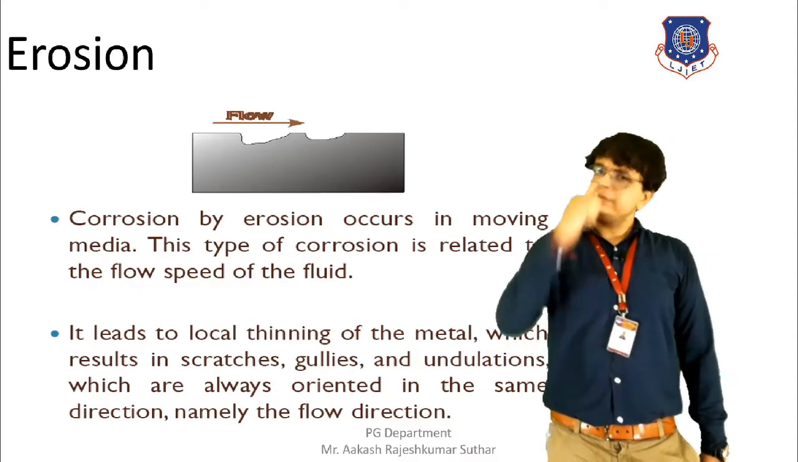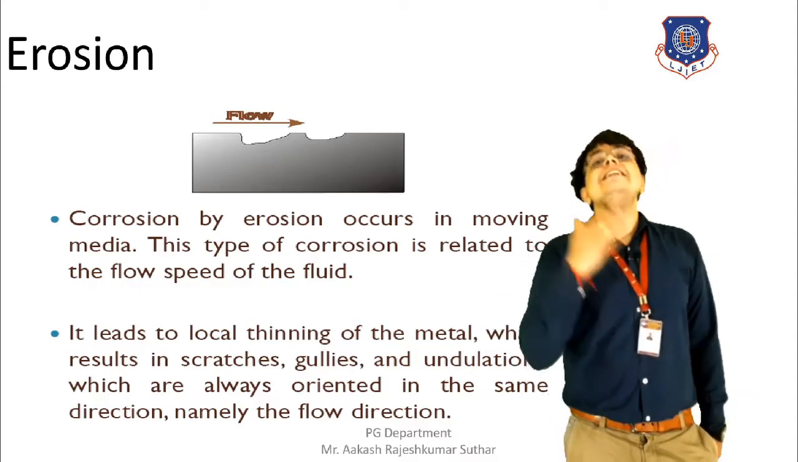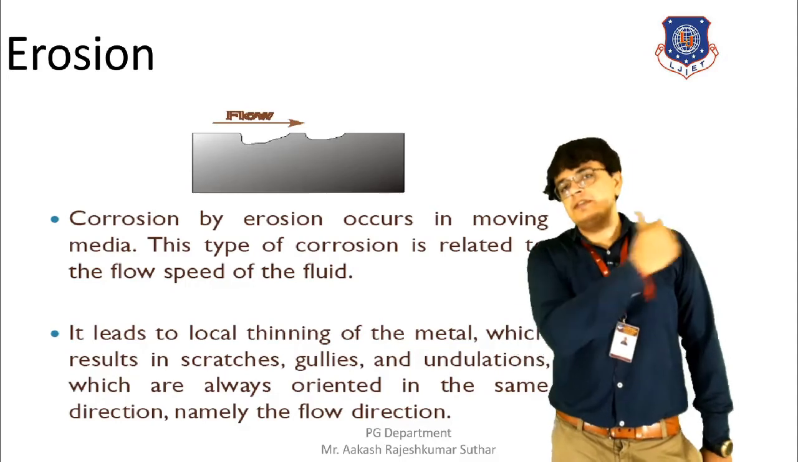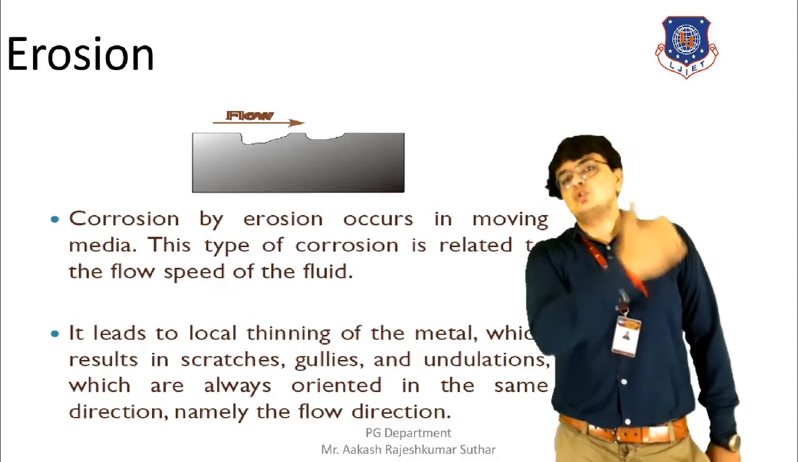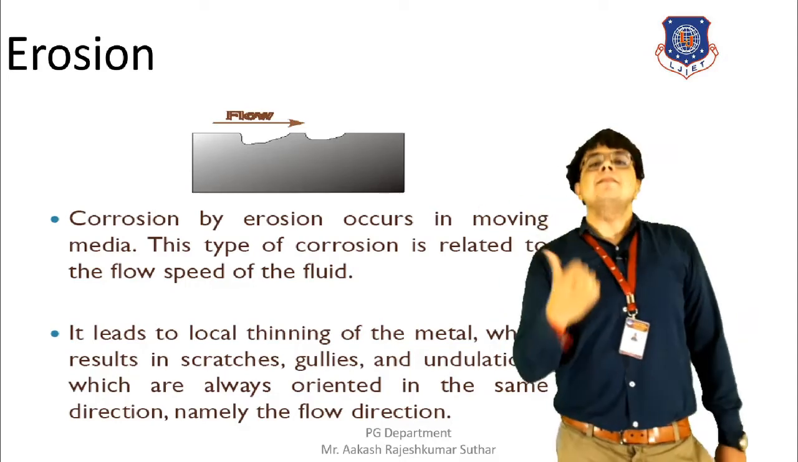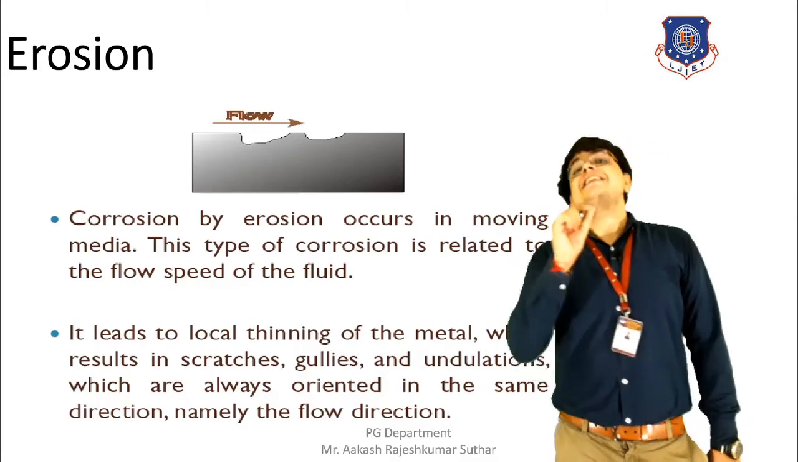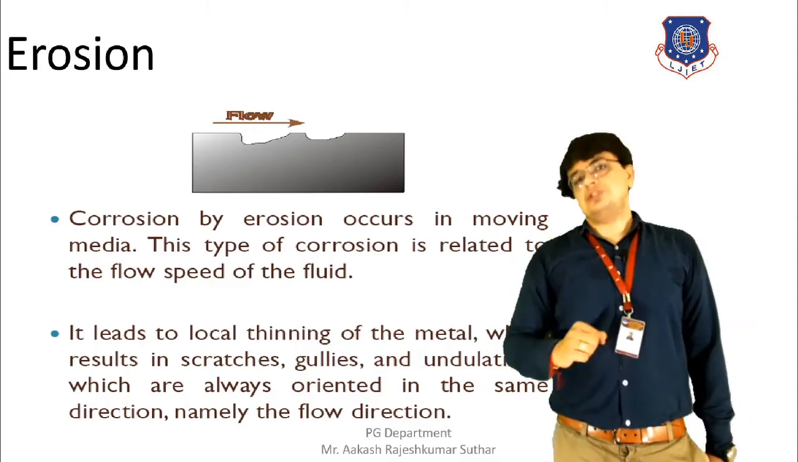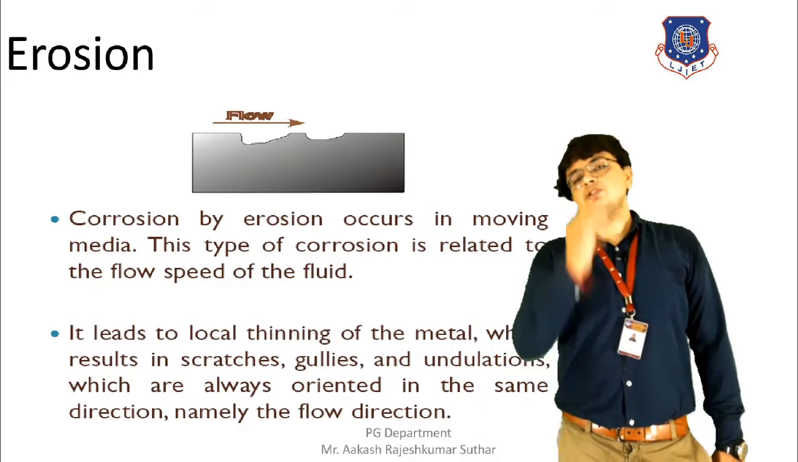The intensity of the erosion can be reduced by reducing the velocity of the material that is passing through that metal or this pipe, which can reduce the occurrence of erosion corrosion. And this is how the prevention takes place.